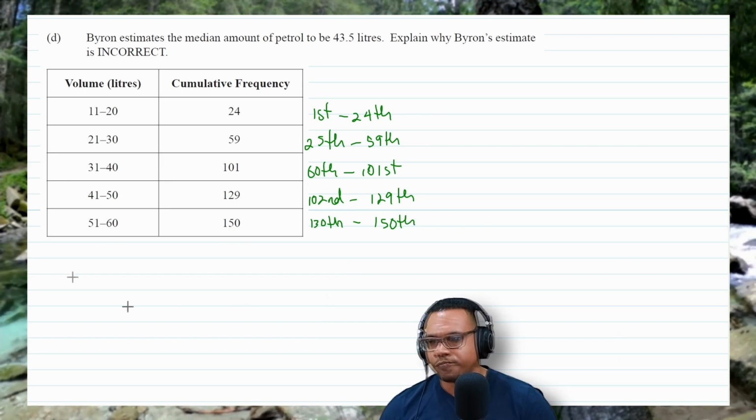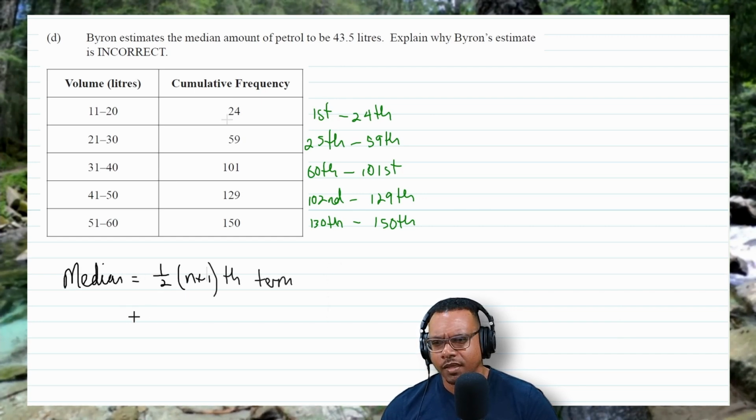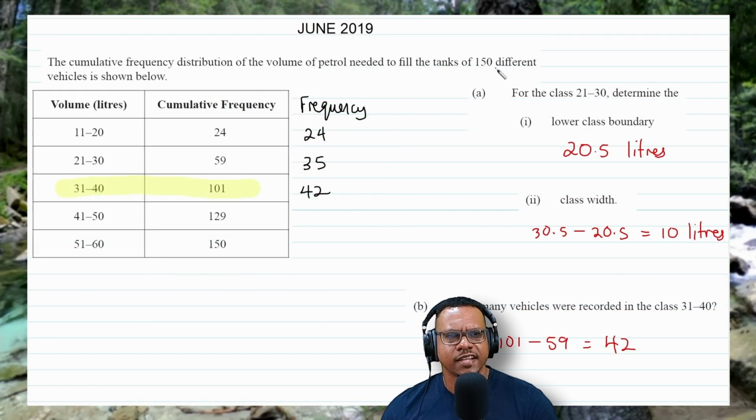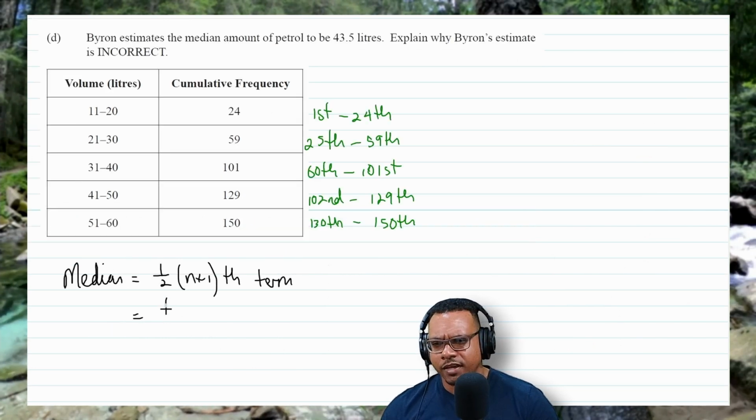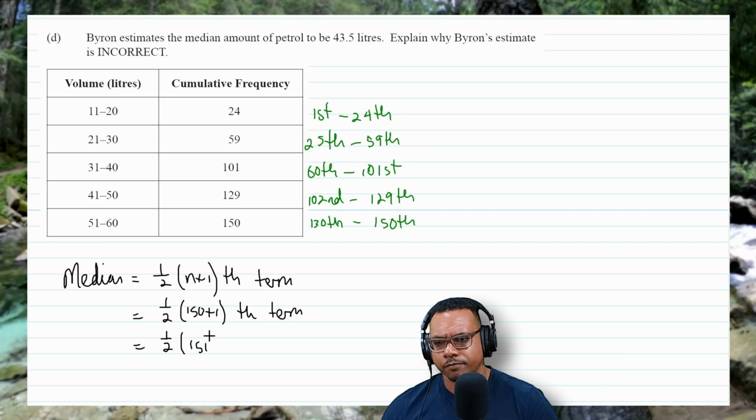So now we know the median is equal to half the n plus 1 term. And my n will be my total frequency, which is 150. So your last frequency of a cumulative frequency is your total frequency. But they also give that here when they say 150 different vehicles shown below. So it means our total frequency is 150, or n is equal to 150. All right, so we have a half of 150 plus 1. That'll be a half of 151, and that'll be equal to 75.5.